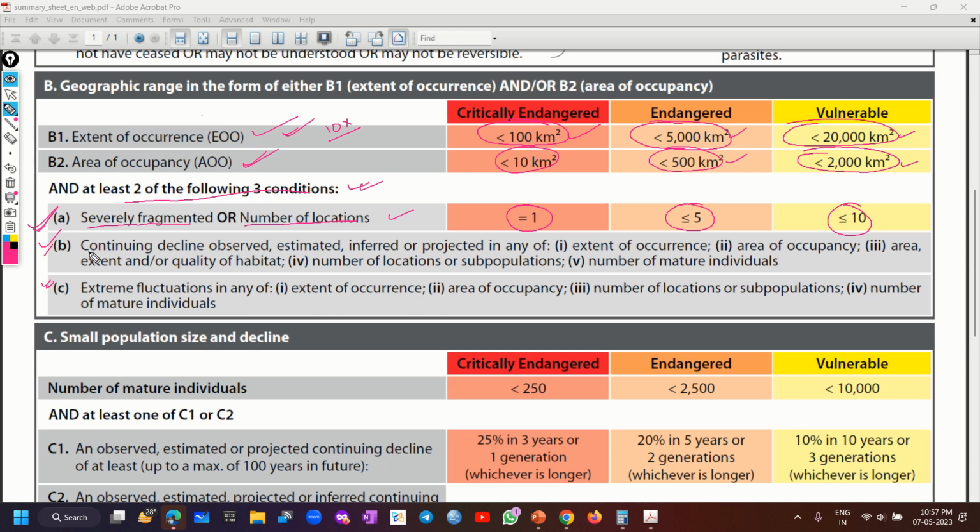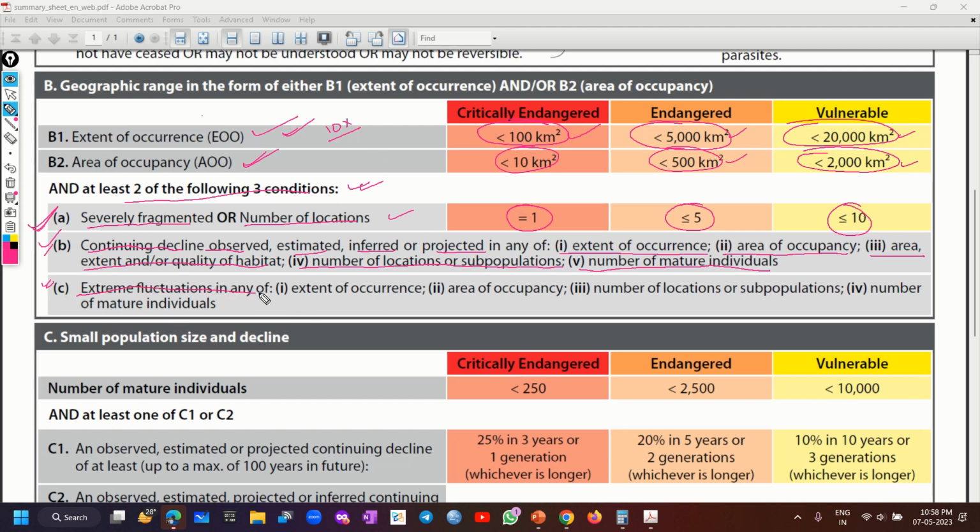The second is continuing decline, observed, estimated, inferred, or projected in any of the extent of occurrence, the area of occupancy, the extent or quality of habitat, the number of locations or subpopulations, or finally the number of mature individuals. So if any one of these is continually declining or showing the decline, or is just estimated or projected to be declining, we can also consider this one.